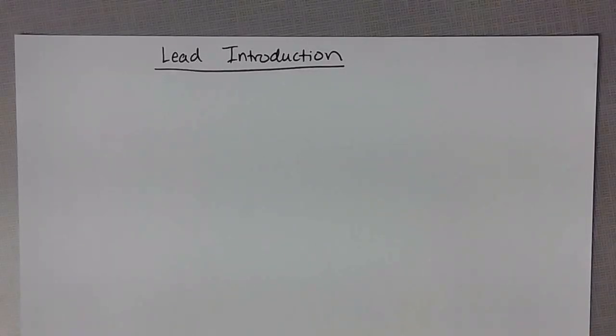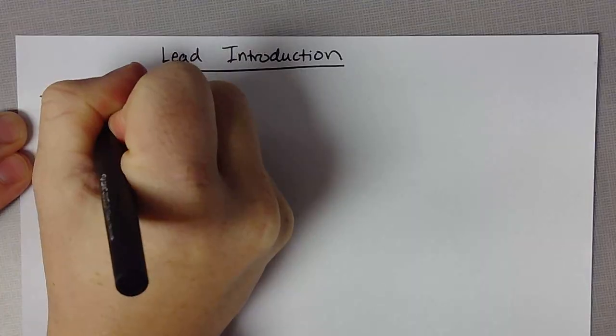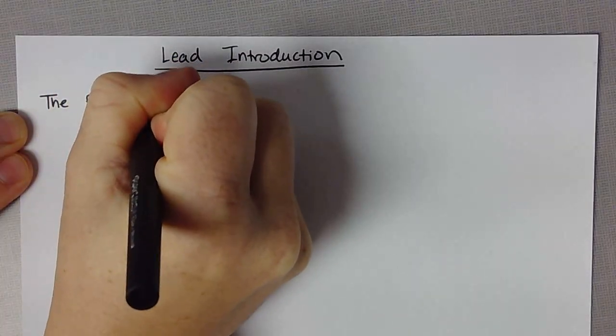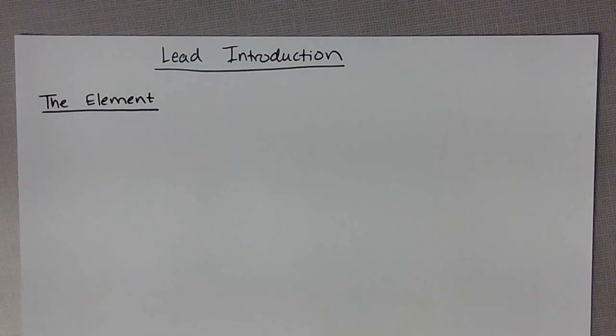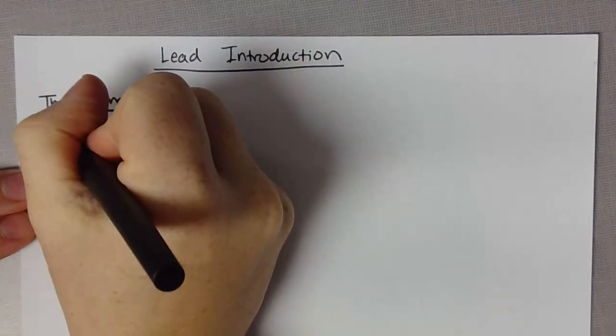Everybody. Today we are going to be taking some notes and just doing a really short introduction to lead. So lead is an element, which means it is a pure substance. We can find it on the periodic table. We've been learning all about what that means. Now, its location on the table tells us a little bit about it.